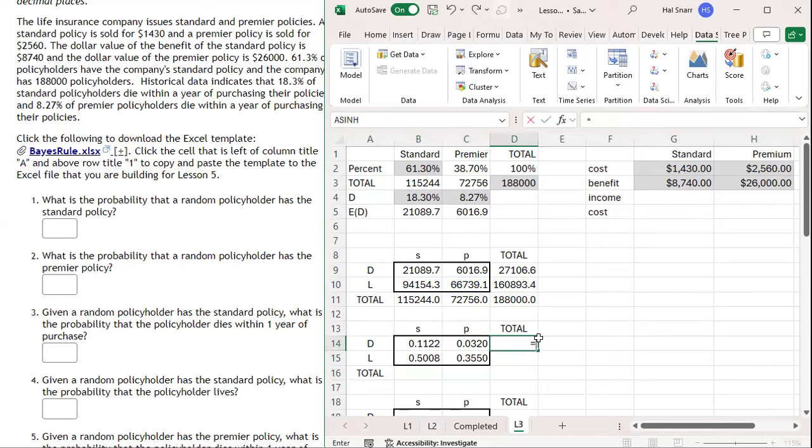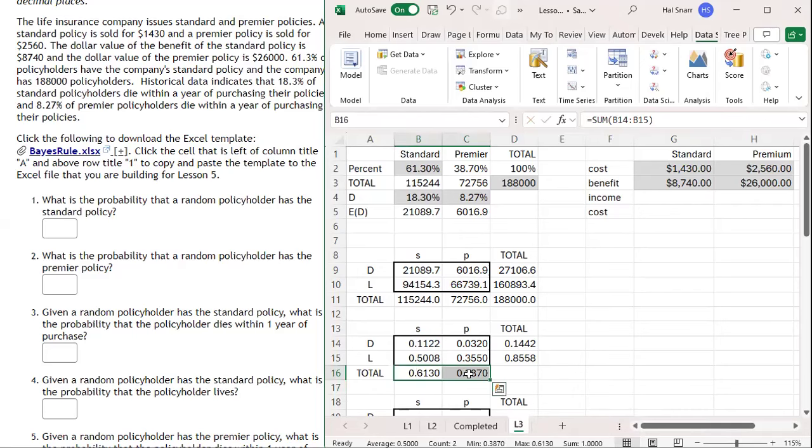The marginal probability is the sum of these two. Same thing with the marginal probability of living. The marginal probability of being a standard policyholder is the sum of these two in this column. And we do the same thing in column P, the premium column, and we get that.